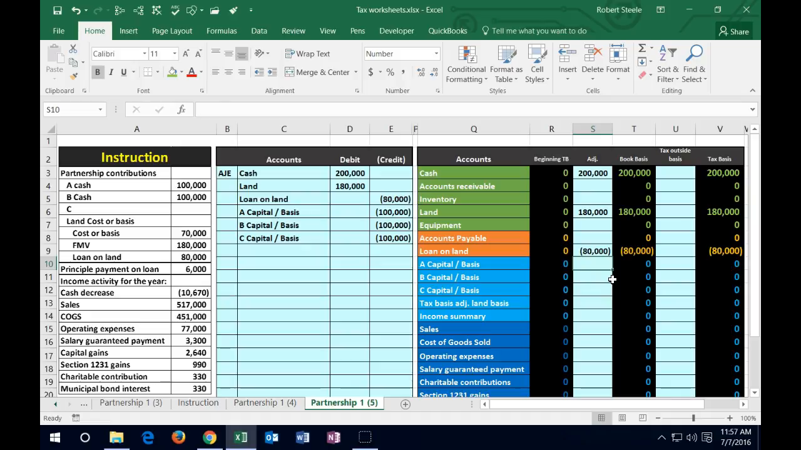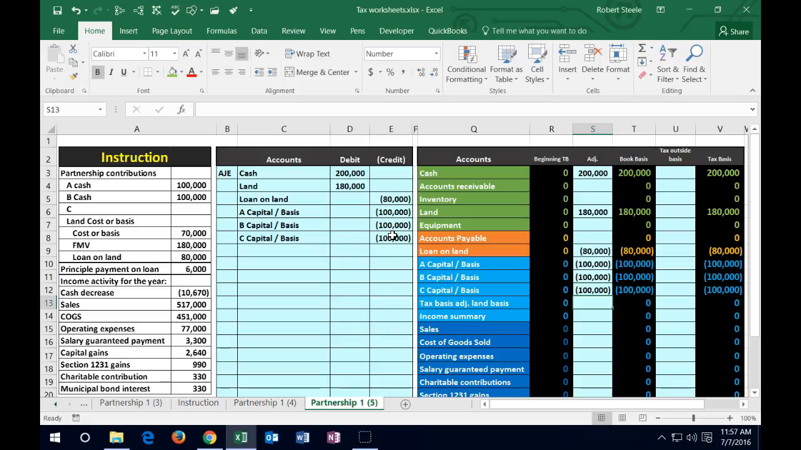And then we've got the three partners. A is going to have the 100,000. B is going to put in 100,000. And C put in the land minus the loan, 100,000. So those are going to be the starting entries that we will then have.